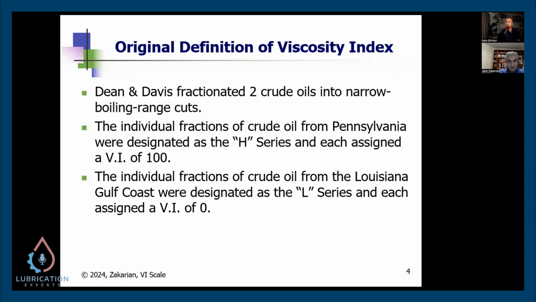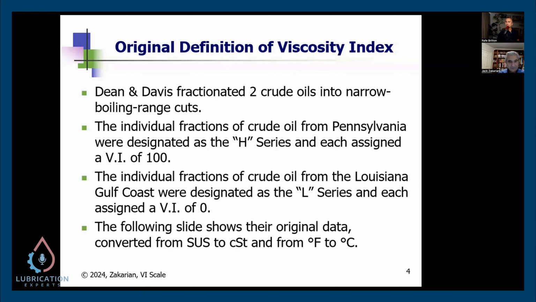And then it was well known at the time that oils from Louisiana Gulf Coast, essentially they were naphthenic character, that those oils had very poor viscosity temperature behavior. And so they got a crude from down there, designated that as the L or low series, and that was assigned a VI of 0.